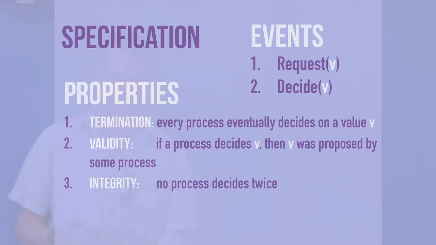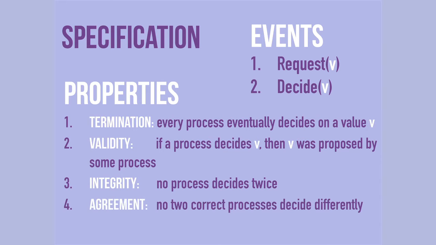That's a pretty interesting property. Integrity means that no process decides twice. That would be unfair. And agreement means that no two correct processes decide differently. So you have then full consistency.